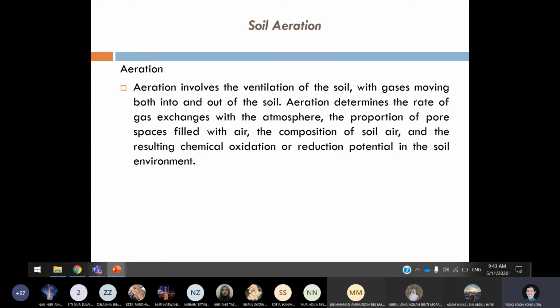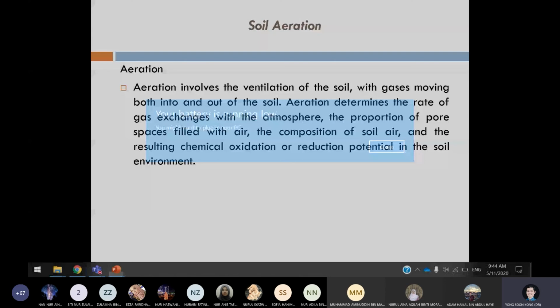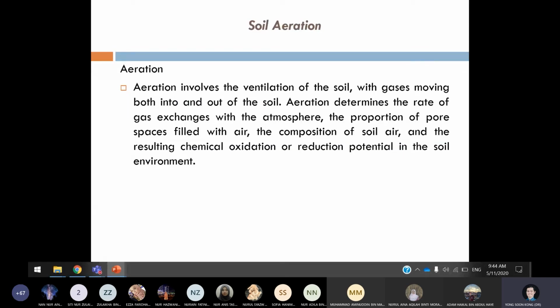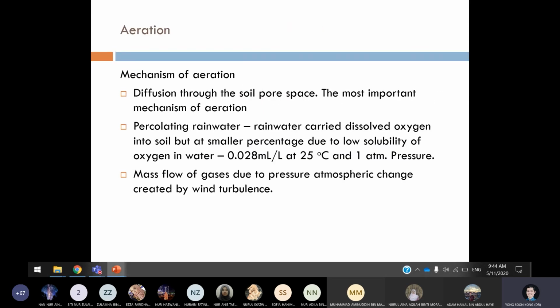And aeration. As you can see right there, aeration involves ventilation of the soil, with gas moving into and out of the soil; aeration determines the rate of change. And what does that have to do with the temperature? I would say it won't have an effect on temperature, but soil aeration is how much air can move through. It looks very similar to soil permeability. In fact, I don't really see much of a difference, except that maybe soil permeability is used for water, but for air, they probably use soil aeration more.